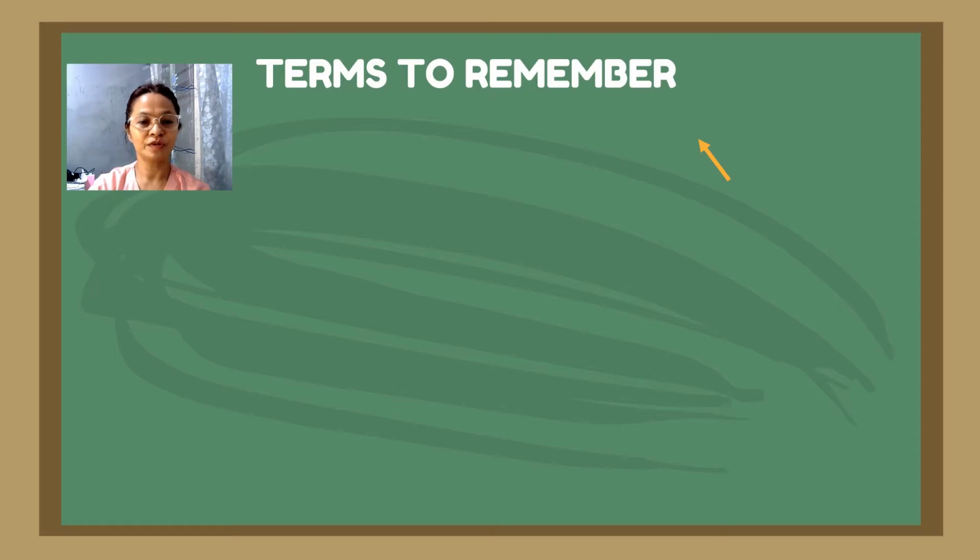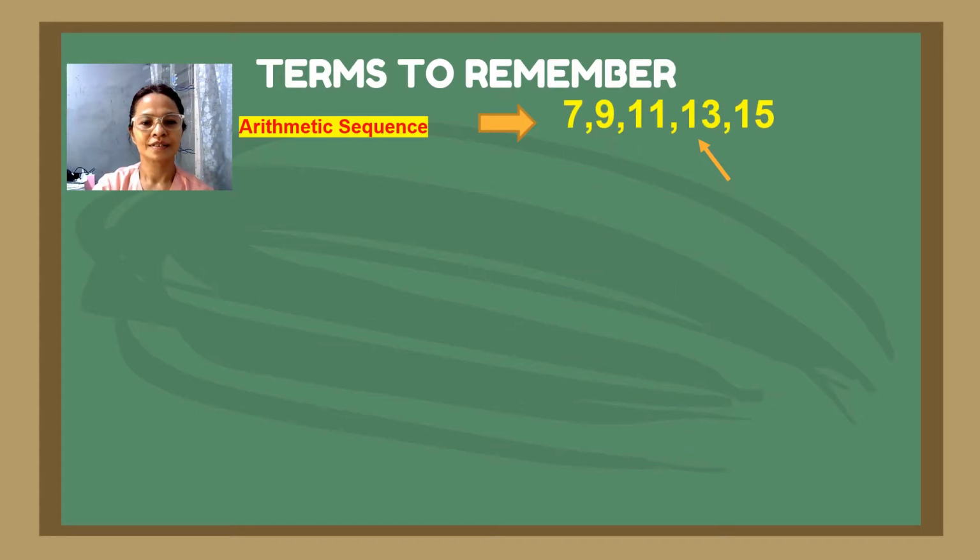Another term to be remembered in this video is the term arithmetic sequence. Example, from our previous sequence, we have 7, the first term, 9, the second term, 11, the third term. If your fourth term is 13, then you're correct. And the fifth term is 15.